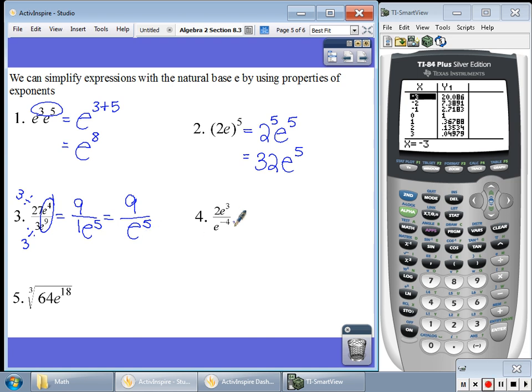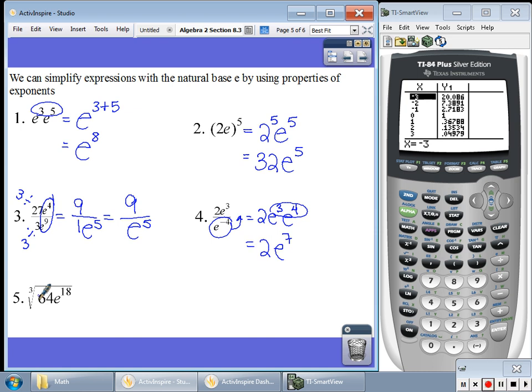Over here, my eyes are immediately drawn to this negative exponent. Remember, negative exponents, what they want to do, they want to move. So this is going to move to the top. That becomes 2e to the 3rd, e to the positive 4th now. And then think about what you're doing with your exponents. 2e to the 7th power.